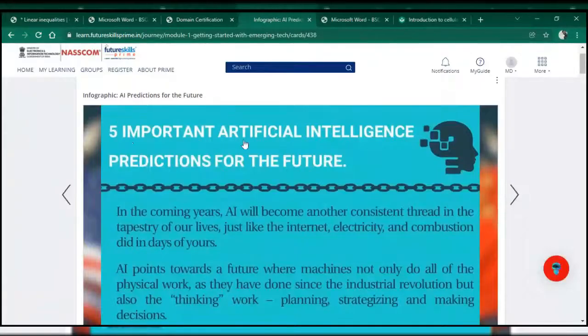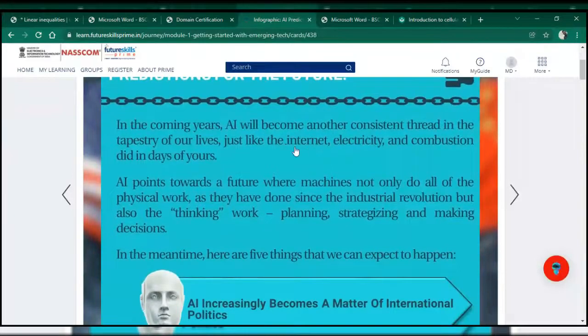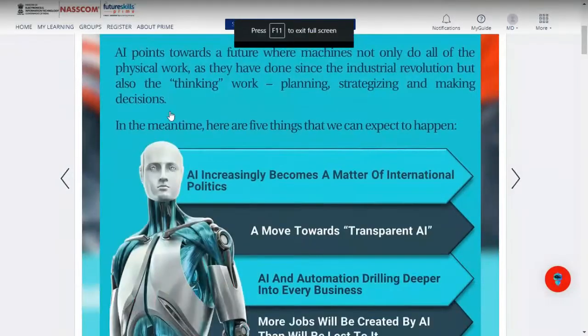Then, five important artificial intelligence predictions for the future. Predictions means deciding beforehand what might happen in the upcoming years. So it says it will not just remove the physical work. Physical work has already been removed by machines. It will not just remove physical work, but it will also do the thinking work. It will be able to determine.